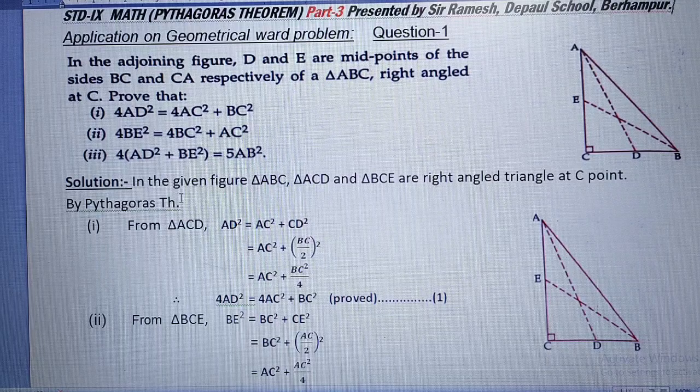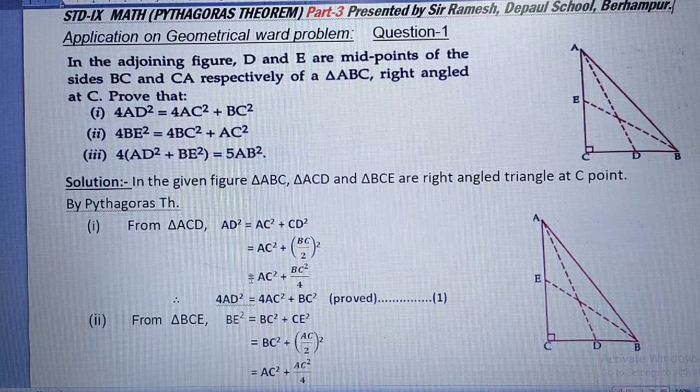By using Pythagoras theorem, from triangle ACD you can find out AD square. You have to prove the first bit, 4AD square is equal to 4AC square plus BC square. So from triangle ACD, AD square is equal to AC square plus CD square. Next step, AC square plus, in place of CD write BC by 2 whole square, because D is the midpoint of BC. Next step, that is equal to AC square plus BC square by 4.